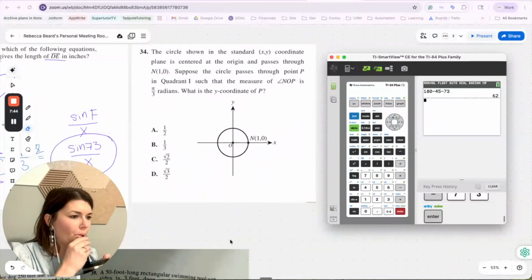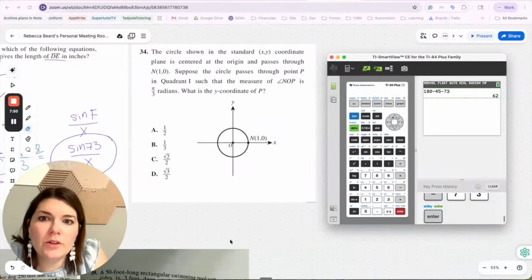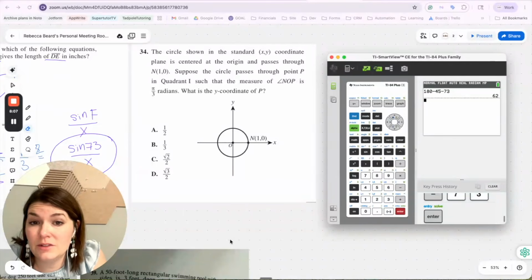Okay, so on 34, the circle is shown in the xy coordinate plane, is centered at the origin and passes through 1, 0. Suppose the circle passes through point P in quadrant 1, such that the measure of NOP is pi over 3 radians. This is a lot, and I totally understand that.